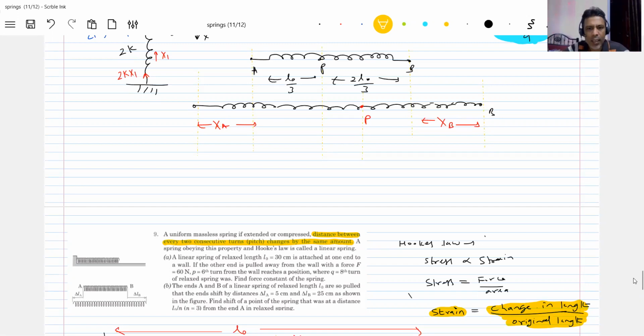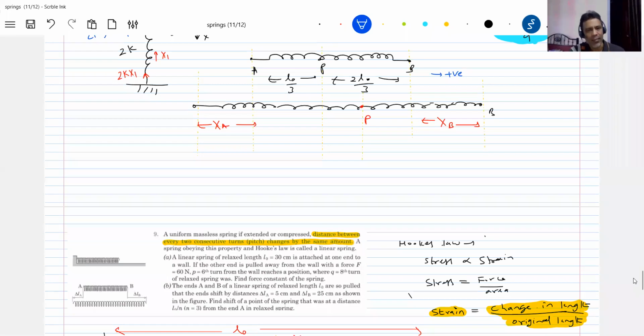So again, I'm asking you to go back to the idea that the distance between every two consecutive turns changes by the same amount. I wrote one formula: strain in one part of the spring should be equal to strain in the other part of the spring. So we'll do one thing. Here the displacement of B is towards right, no? Anything directed towards right, I'll take it positive.